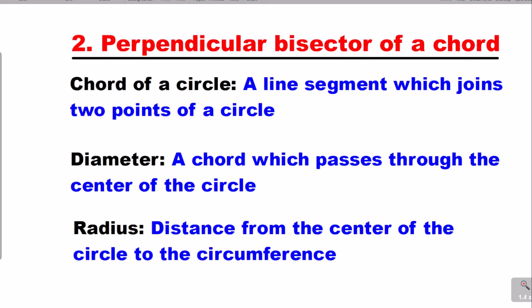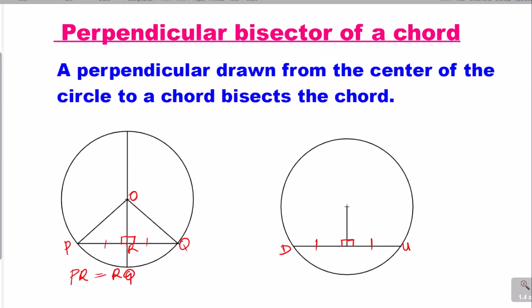Number 2, perpendicular bisector of a chord. We are going to begin with definitions of these terms. What is a chord of a circle? What is a diameter? And what is a radius? A chord of a circle is a line segment which joins 2 points of a circle. The diameter is a chord which passes through the center of the circle, and the radius is the distance from the center of the circle to the circumference.